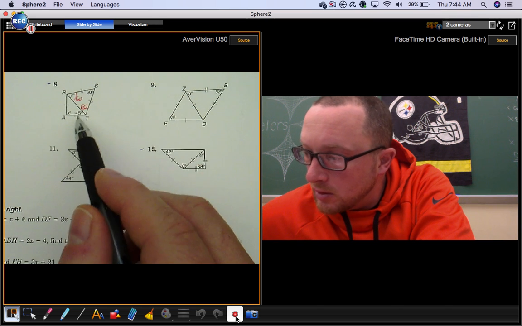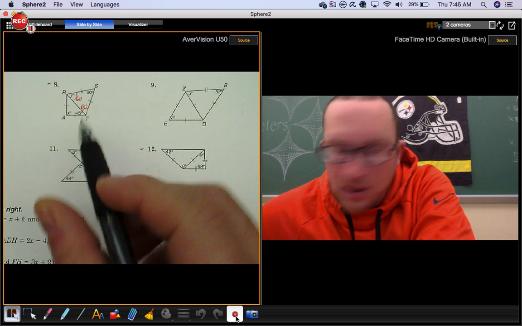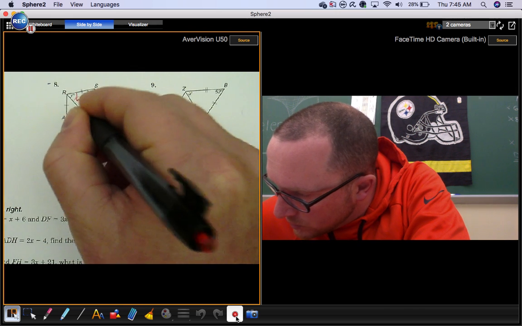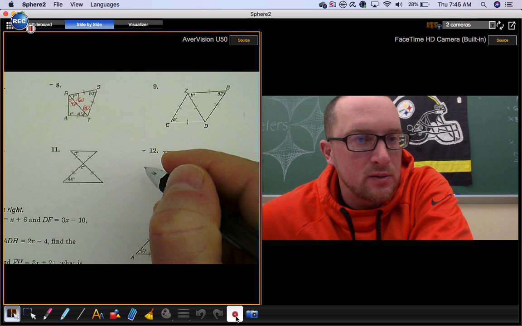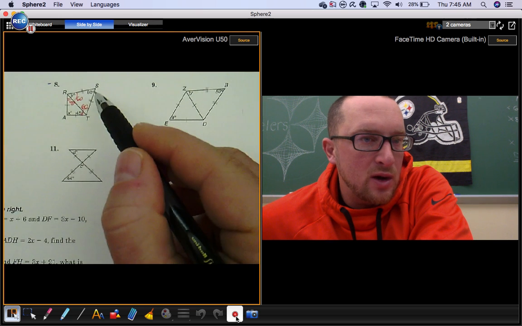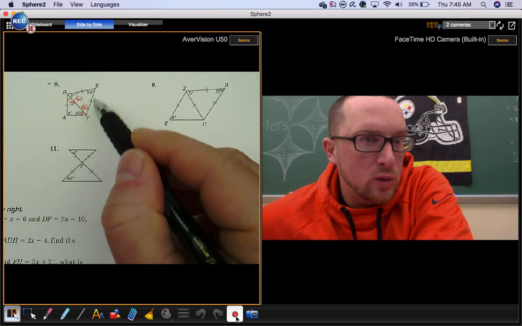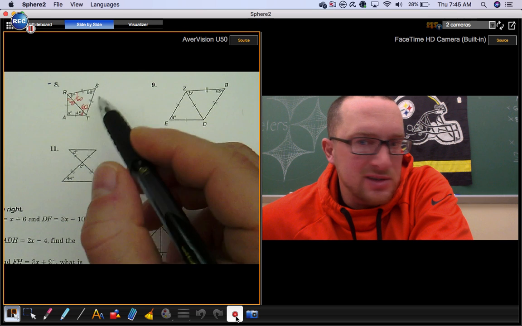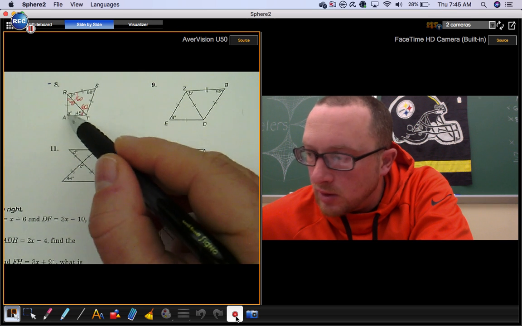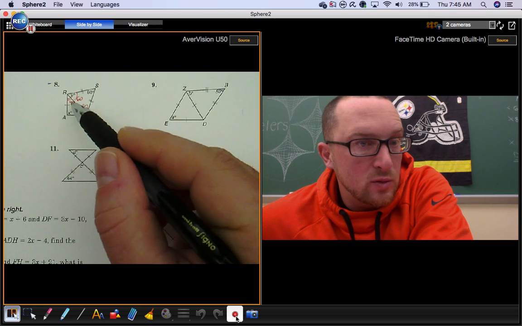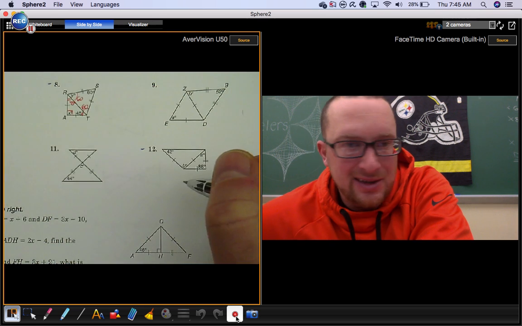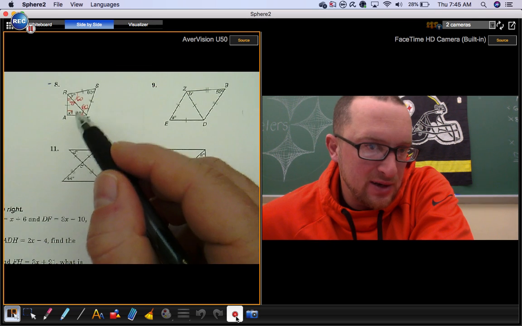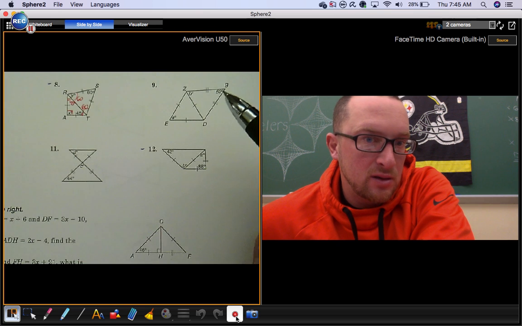This one down here, this angle is 45. That's one of the base angles. So the other base angle is also 45. So remember, we talked about equilateral triangles, how all of the angles are 60. We've also talked about isosceles triangles where the acute angles are 45. That means the vertex angle is 90. That's a 45, 45, 90. That's a 60, 60, 60.